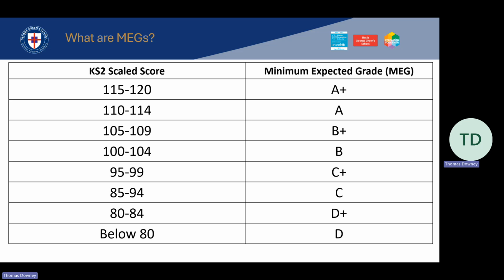So, for example, a student with a Key Stage 2 scale score of 110 to 114 would have a minimum expected grade in Year 7 of A, then in Year 8 it would remain A, and in Year 9 a range of different assessments throughout those years and assess different knowledge, skills and understanding in order to make effective judgments on what grade students are working at.